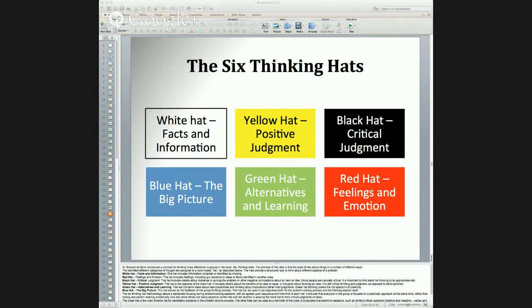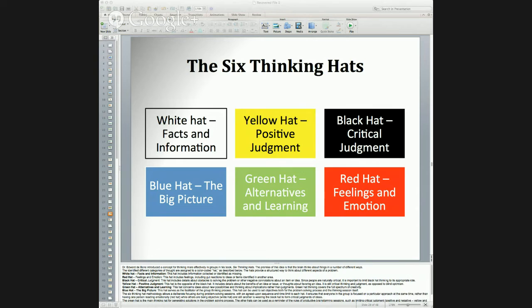The white hat, facts and information. This hat includes information collected or identified as missing. The red hat, feelings and emotion. This hat includes gut reactions to ideas or items identified in another area. The black hat, critical judgment. This hat includes details about obstacles to solving the problem or other negative connotations about an item or idea. Since people are naturally critical, it is important to limit black hat thinking to its appropriate role.